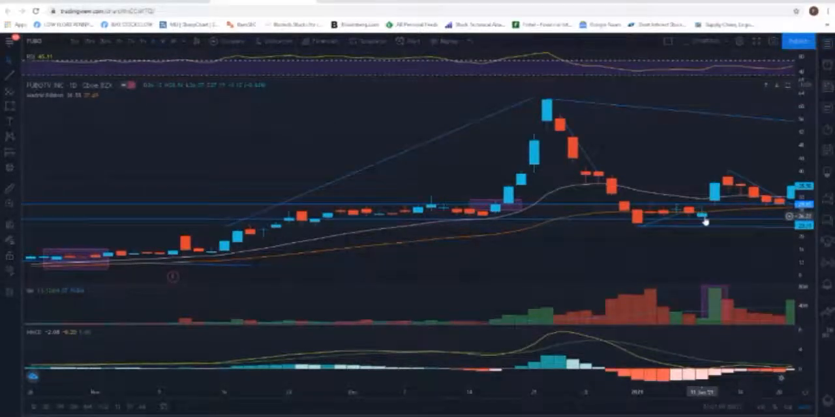Why wouldn't you buy there? Why didn't I buy here? Low volume, below moving average. My signals are okay, but my MACD still has a little bit of noise. This is what we could probably call an inverted hammer. This is actually a candlestick pattern.